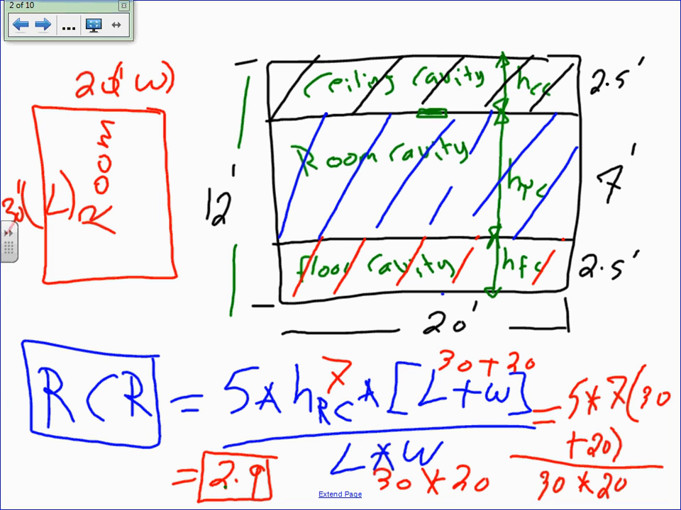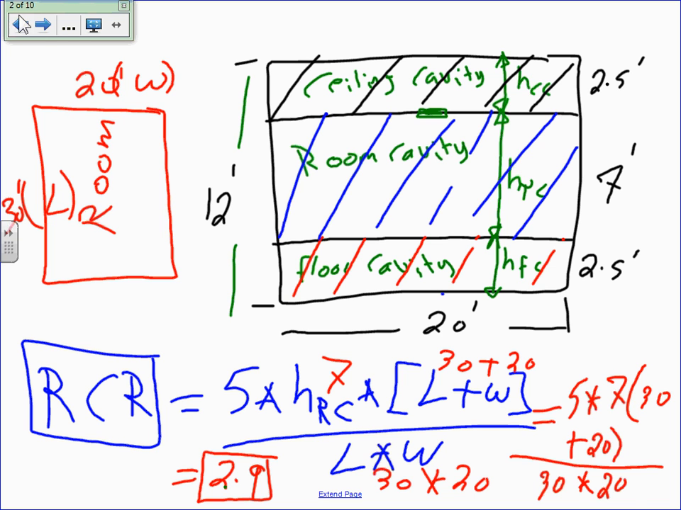I'm going to calculate room cavity ratio. This is the most important one. Then ceiling cavity ratio. Then floor cavity ratio. Now, for floor cavity ratio, what do you think the only thing that's going to change, guys, is? The height. Everything stays the same. For all the cavities, everything stays the same. The only thing that's going to change is the height. So if I'm using the room, the height is 7. If I'm using the ceiling, the height is 2.45. And if I'm using the floor, the height is 2.5.